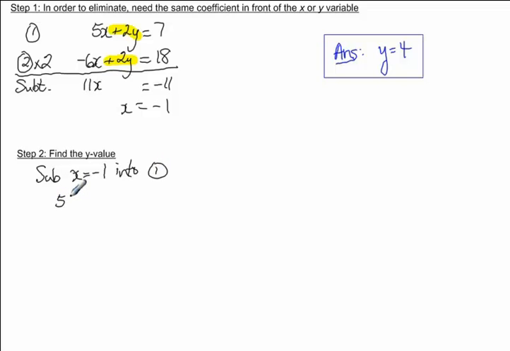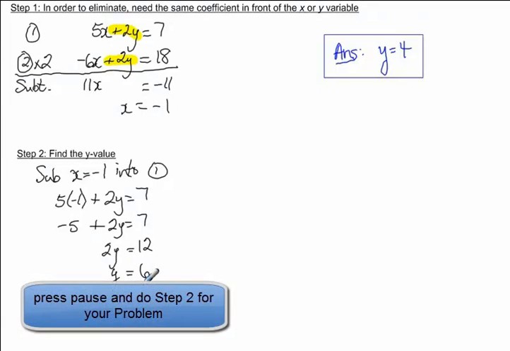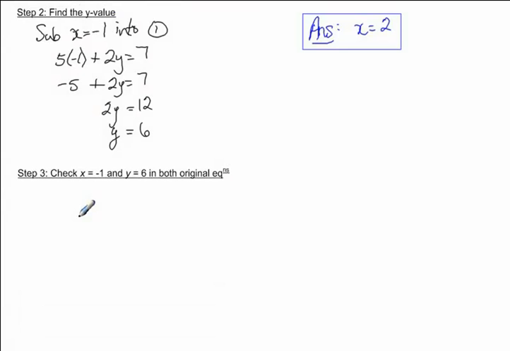So I have 5 times negative 1, that's my x value, plus 2y is equal to 7. Then I get negative 5 plus 2y is equal to 7. I want y by itself, so I'm going to bring the 5 to the other side. So I have 2y = 12, and then solve for y. y is equal to 6. So I've now found the y-coordinate of my point of intersection. I'd like you to try step 2 for your problem. Again, your solution is shown in the blue box.